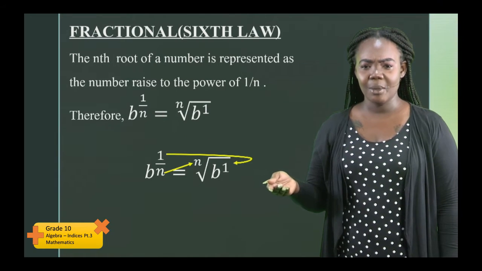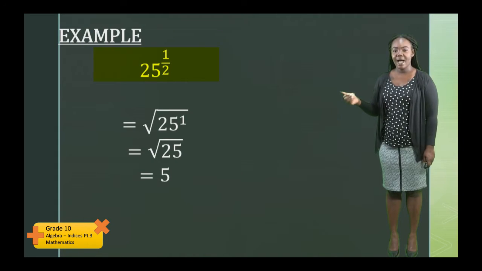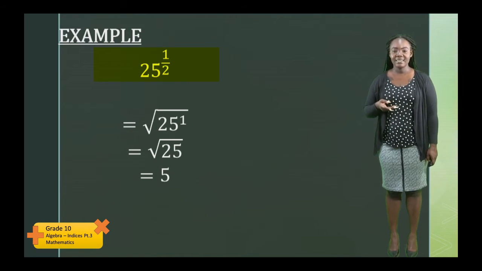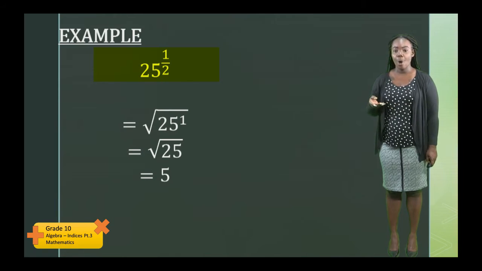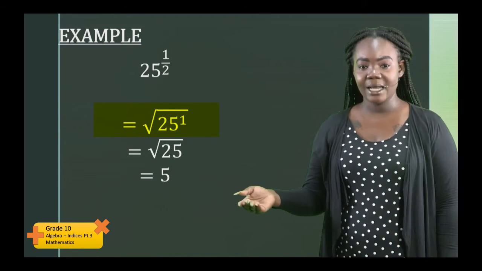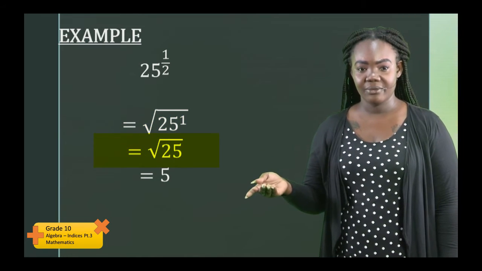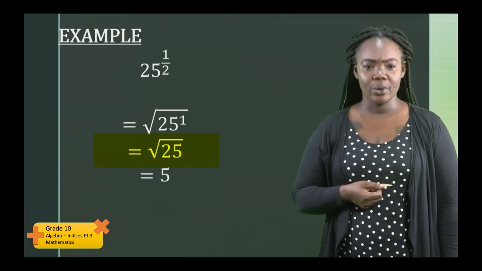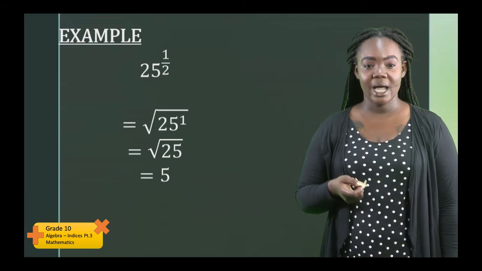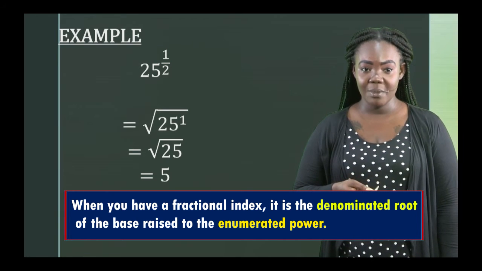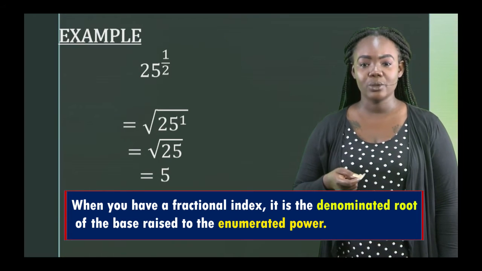Let's take a look at an example that will help us to better understand the fractional law. Here we have 25 raised to the half power, or 25 to the half. Remember I said we always find the denominator root of our base raised to the numerator power. So here we have the square root of 25 raised to the first power. And 25 raised to the first power is basically 25, because 25 is appearing only once in this case. So you have the root of 25, and when you work that out, you get 5. So remember, my thoughtful teenagers, when you're dealing with the fractional law of indices, it is always the denominator root of the base raised to the numerator power, despite what those numbers are.